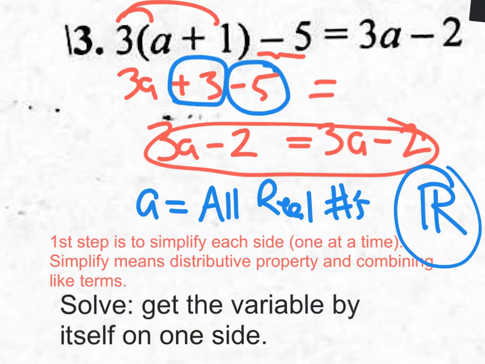Now what does that really mean? That means that it doesn't matter what you plug in here and here. You can plug in a 10 right there and a 10 right there. It's going to say 30 take away 2, which is 28. 30 take away 2 is 28. That's a true statement. So you could plug in a pi right here and a pi right there, and both sides are going to be equal. Once you see that both sides are equal, you could just say that it doesn't matter what a is. A could be any number you want. That's why a equals all real numbers. What do you guys think?